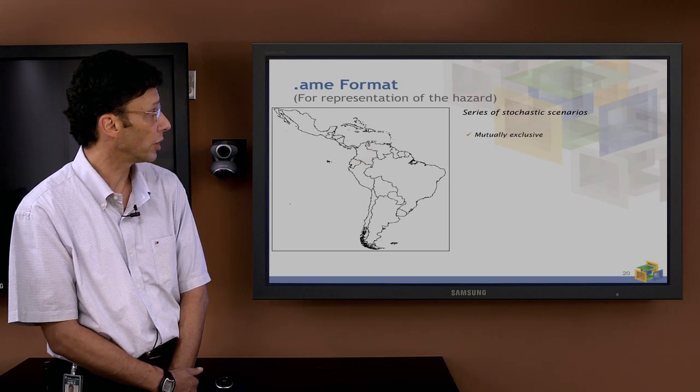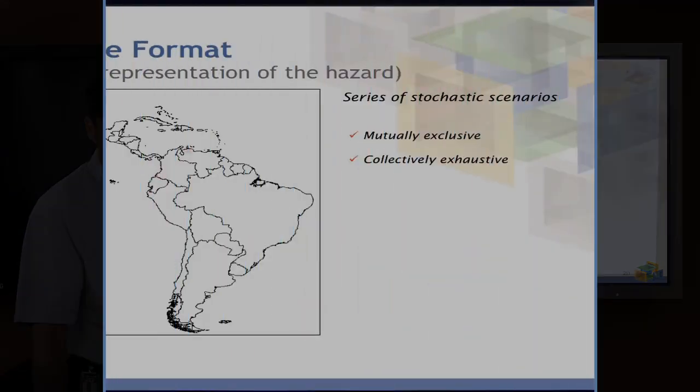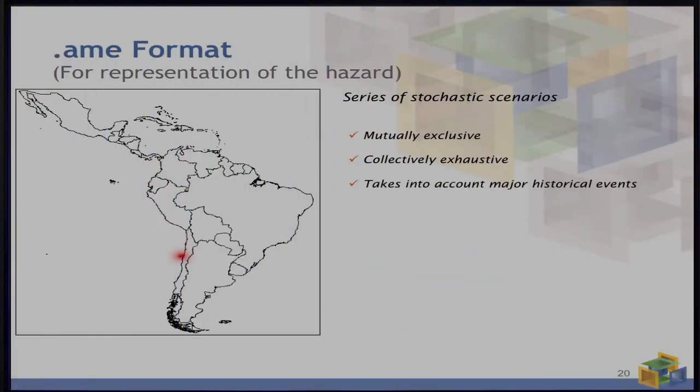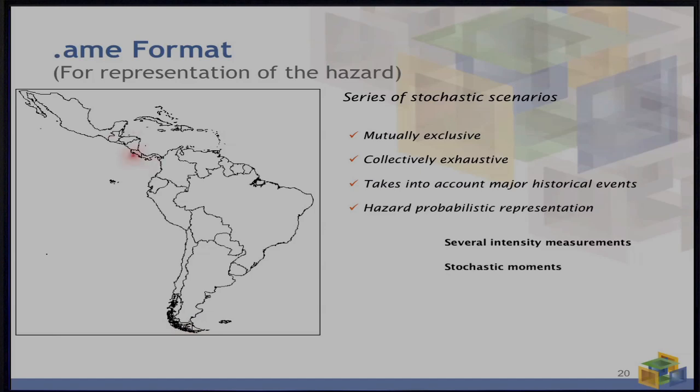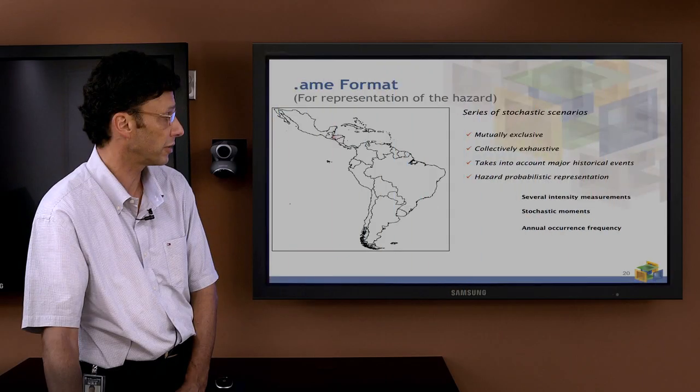The .ame formats include a representation of stochastic scenarios with the characteristics indicated here, which, to summarize, include all possible scenarios comprehensively representing a hazard in a specific area. This format enables several intensity measurements to be included with different statistical moments representing the event and with an annual occurrence frequency for each characteristic event.